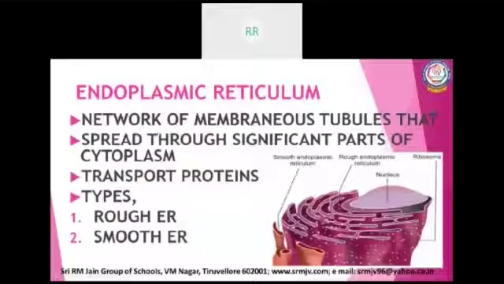The endoplasmic reticulum, that is ER, is a network of membranous tubules that spread to a significant part of the cytoplasm. The endoplasmic reticulum functions as an internal transport system and transports proteins synthesized within the nucleus. There are two types of endoplasmic reticulum: rough endoplasmic reticulum and smooth endoplasmic reticulum.